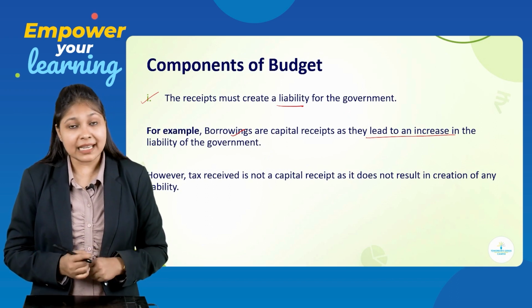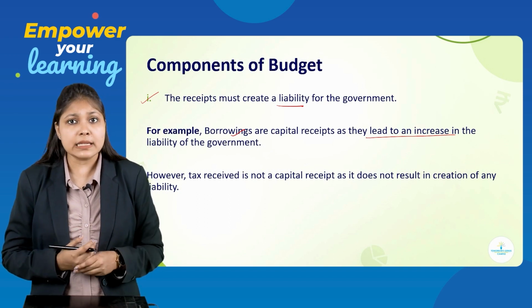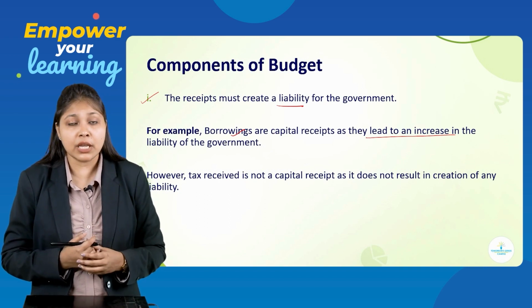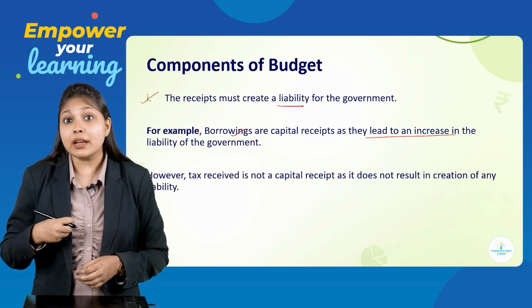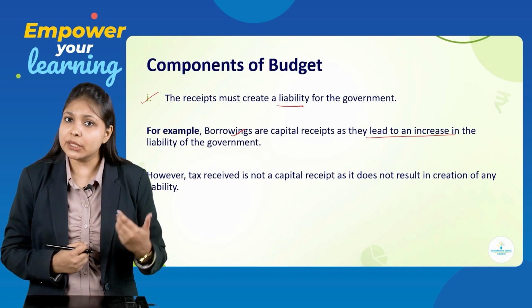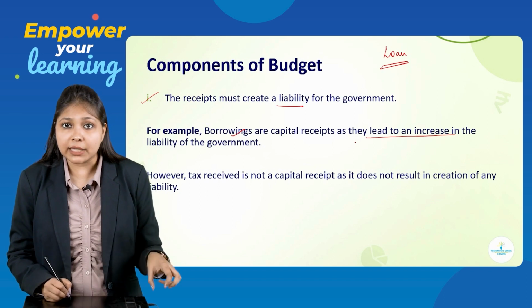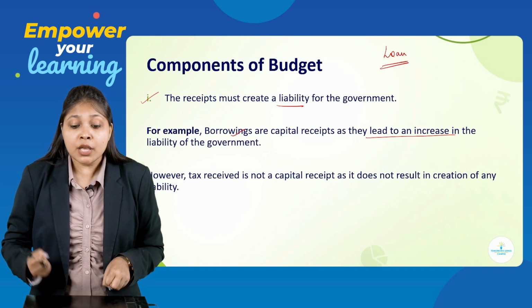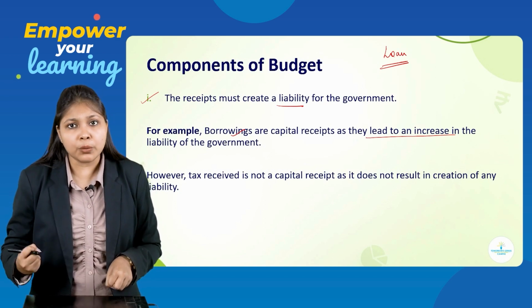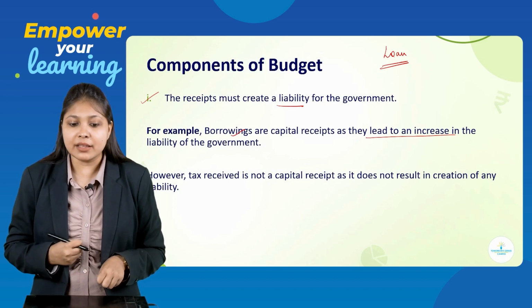It's but obvious, right? If the government is borrowing money from any financial institution, from any union territory or from any other foreign country, then it will create a liability on the government, right? We know that borrowings or taking a loan will always create a liability on a particular unit. Here we are talking about the government, so it will create a liability for the government. So borrowings or taking a loan will be part of a capital receipt.